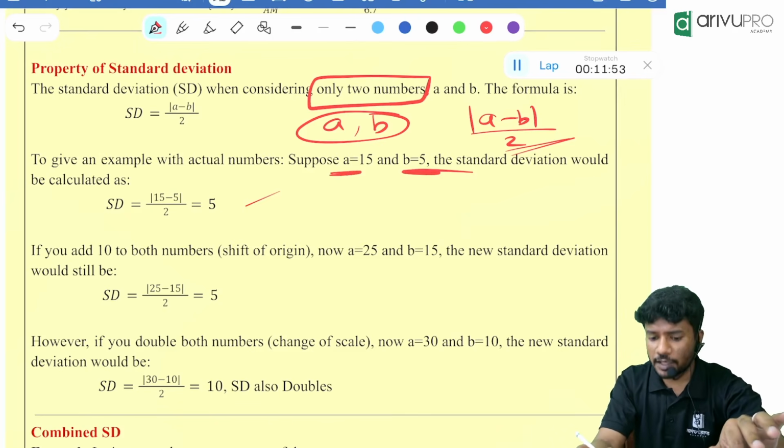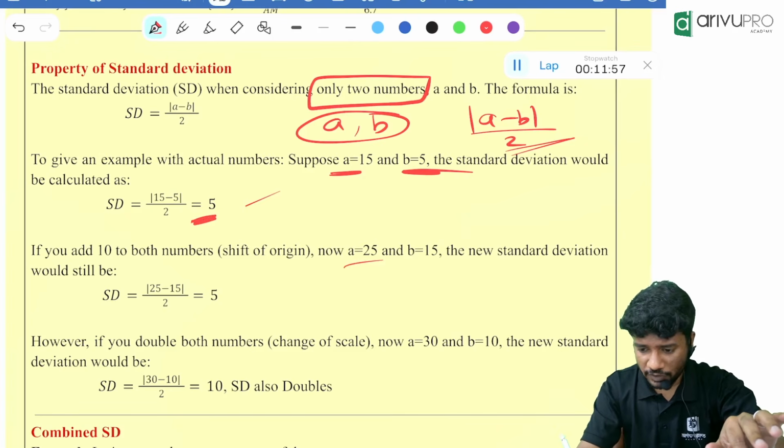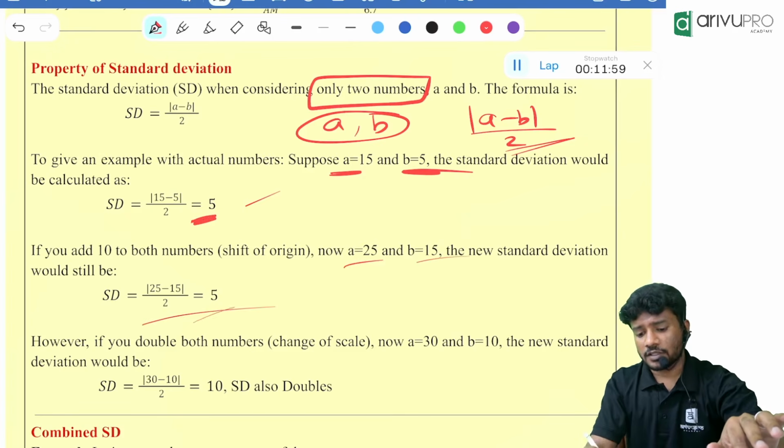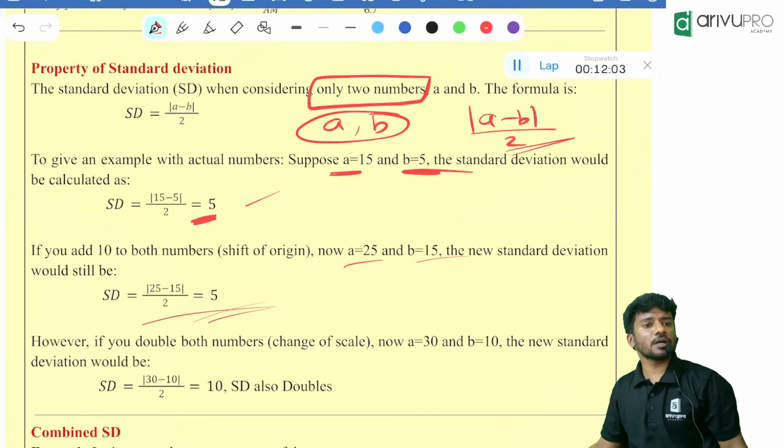Modulus of 15 minus 5 divided by 2, which is equal to how much? 5. When 25 and 15 are there, it will be the same thing, 5. So basically, people, make a note of it. When two numbers are there, what will happen? The standard deviation is (a minus b) divided by 2.